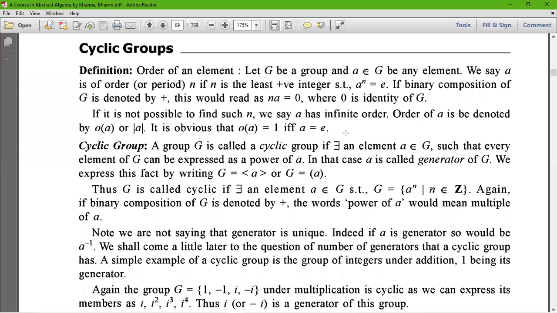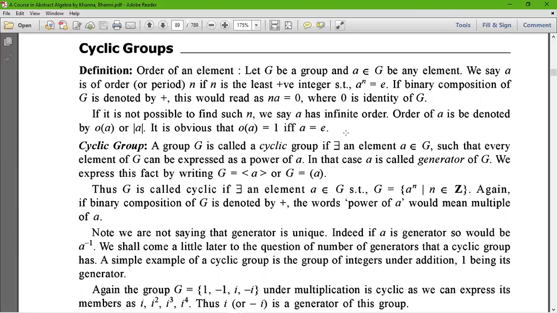But now we are going to define the order of an element. For the order of an element, let G be a group and a belongs to G be any element. Then we say that a is of order or period n if n is the least positive integer such that a to the power n equals e.